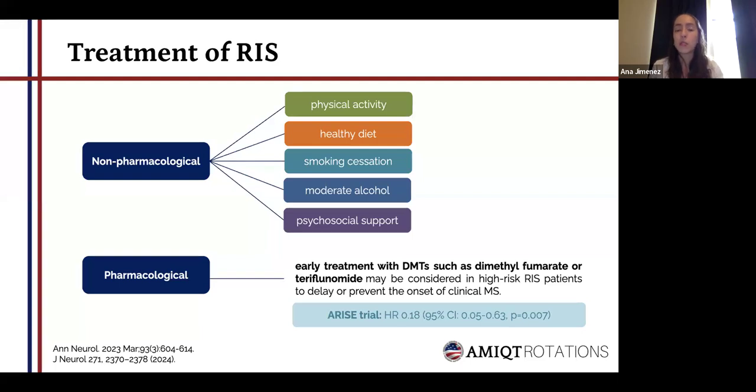However, these treatments are associated with a lot of adverse effects. For example, teriflunomide has a black box warning for hepatotoxicity and acute liver failure, and dimethyl fumarate is associated with opportunistic infections and gastrointestinal upset. So you must balance out whether your patient is considered high risk of progressing into clinically definite MS, to determine if it is worth it to give this type of medication.